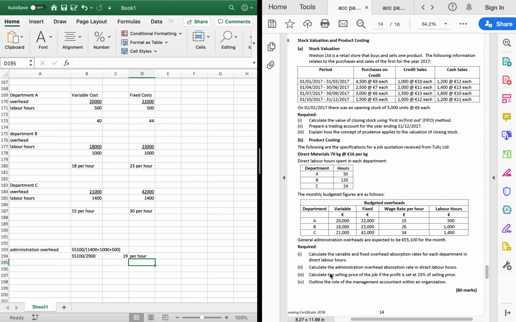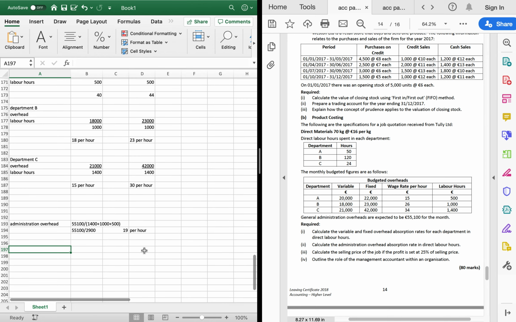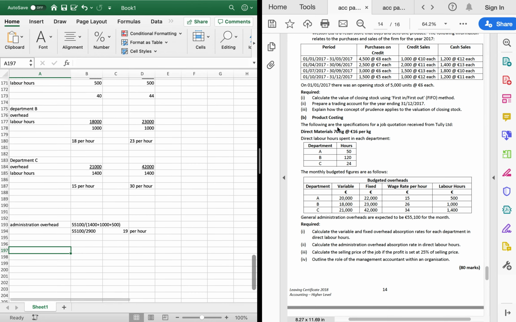Part 3 brings us on to job costing. So we calculate the cost of this job here based on this information here. Straightforward enough. We look at all the costs associated with this. The following are the specifications for job quotation received from Tully Limited. Direct materials 70 kgs at 16 euros per kg. So my first job cost is my materials at 70 at 16.